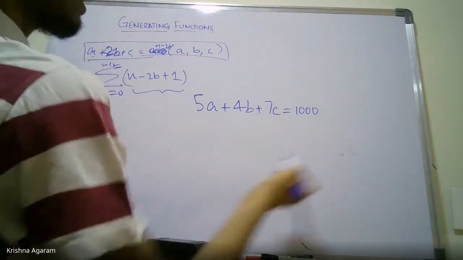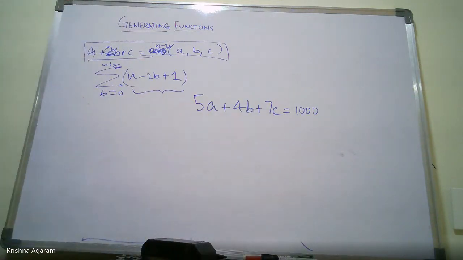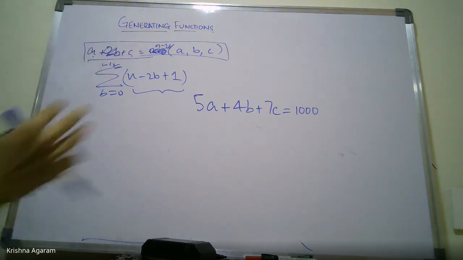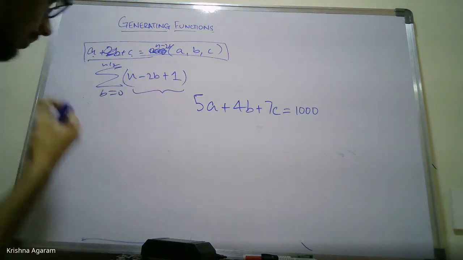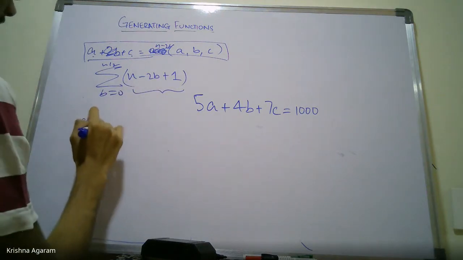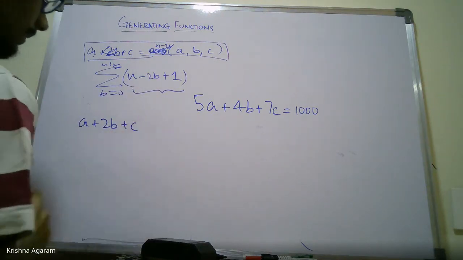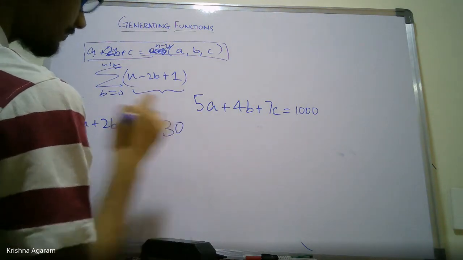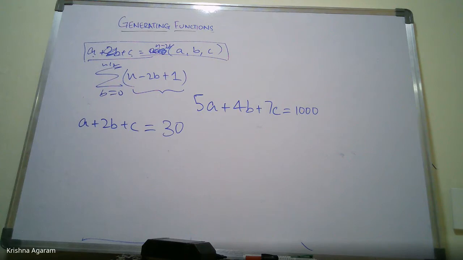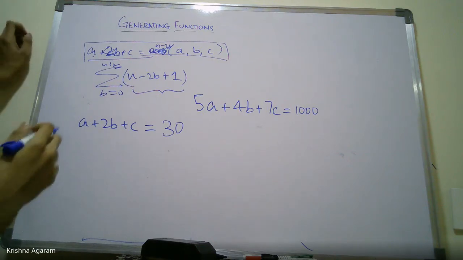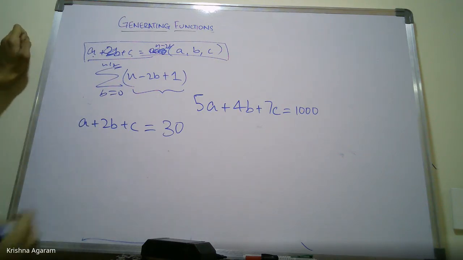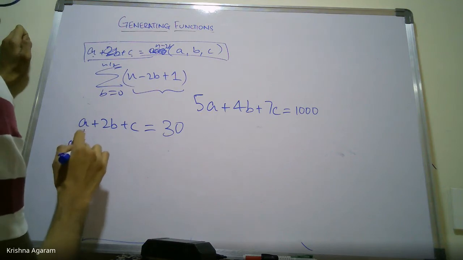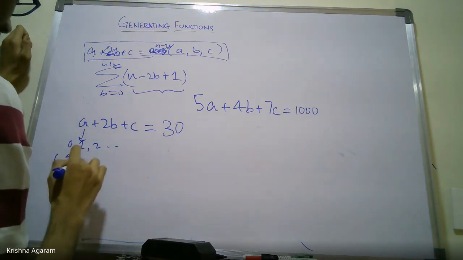And then if you move one of the terms, you still have something like that to solve again. 5a plus 7c equals something. So basically, generating functions can do all of this in one go. Suppose I have to solve a plus 2b plus c equals, let's say, 30. Just for ease of calculation, you can do it in general also, it's not difficult. So this can be 0, 1, and so on. So represent that as this.